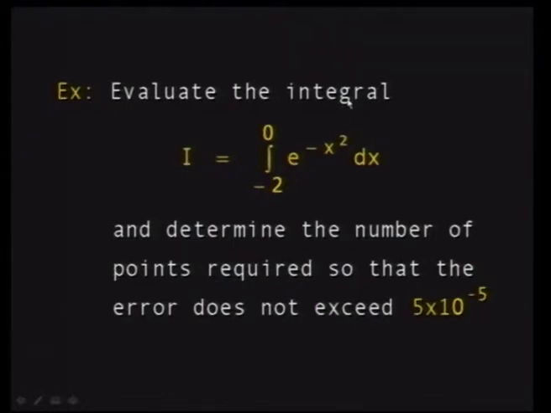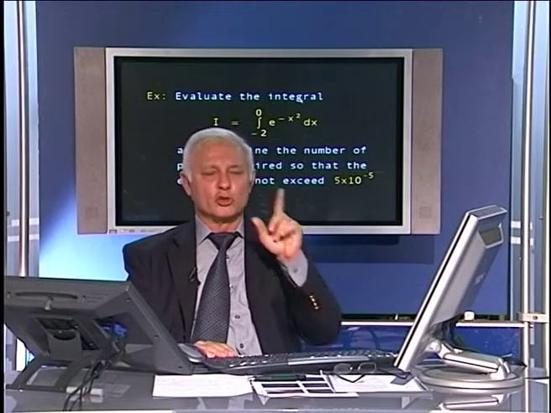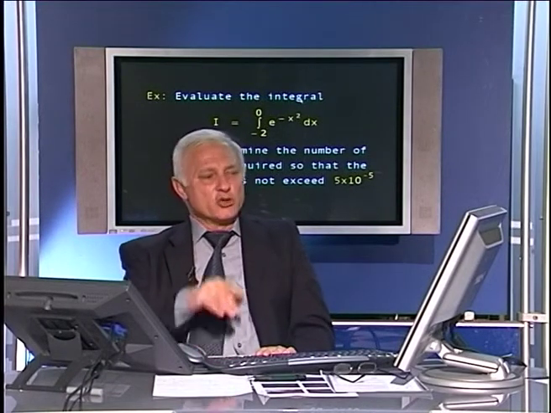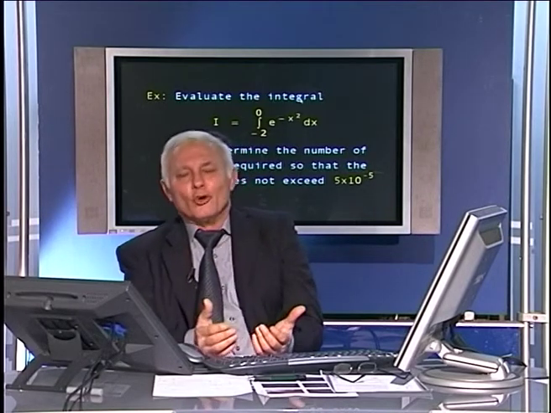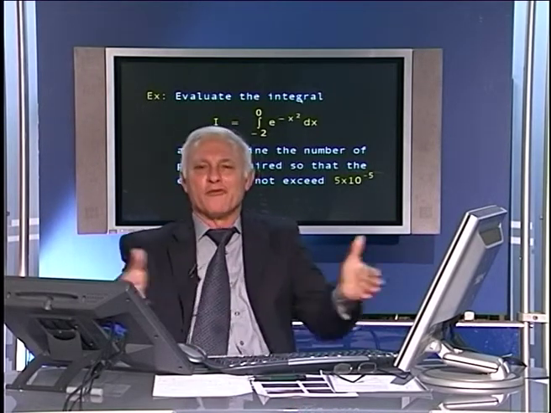You have here, for example, e to the minus x squared. Of course, e to the minus x squared is a composite function of two continuous functions. So this function is continuous, and it can be integrated. Actually, it has an antiderivative, but we don't know how to calculate this antiderivative in the form of elementary functions.